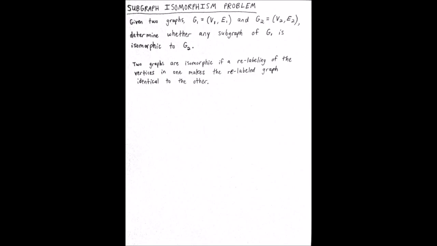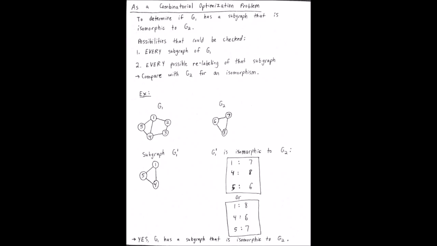Having defined what an isomorphism is and what a subgraph is, we'll return to the definition of the problem. Given two graphs G1 and G2, determine whether any subgraph of G1 is isomorphic to G2. In other words, whether any subset graph of G1 is identical to G2. So there are many different possibilities to this, and that's why this is a combinatorial optimization problem.